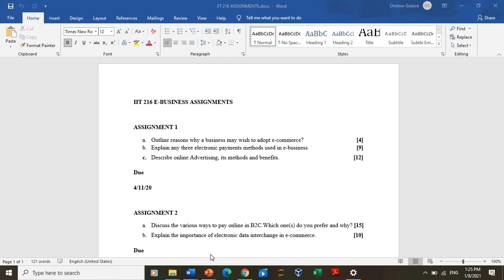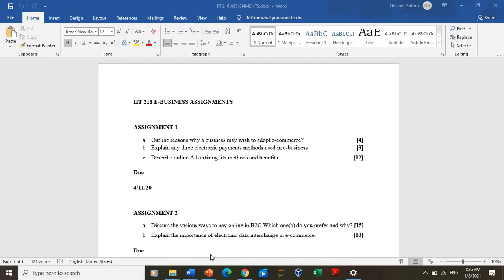But what was important is to explain. If you're saying I'm using e-check or e-cash, how exactly is the payment being done? For example, I'm here in Chinoy, you are maybe in South Africa. If I want to make a payment, how is that going to be done? If it is an electronic transfer, how is it going to be done? So that's the explanation. We were supposed to pick only three, and an explanation of those three was quite enough to get 9 marks.